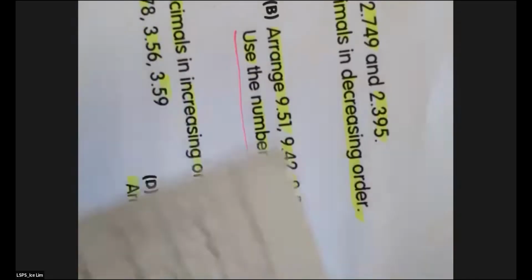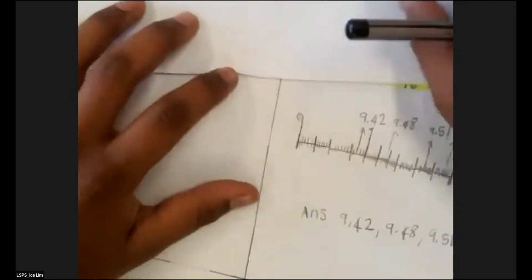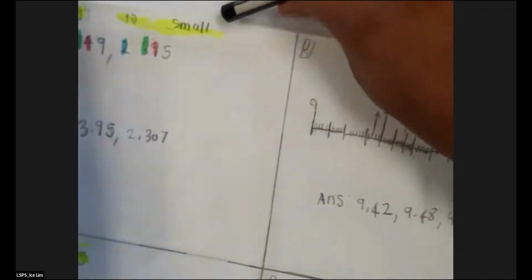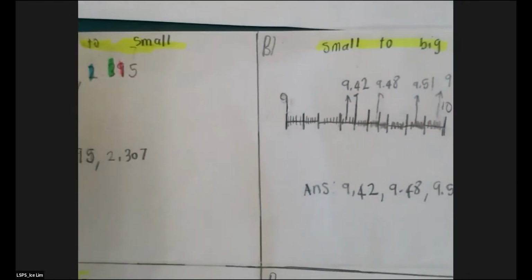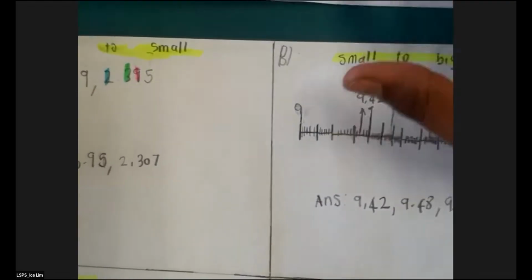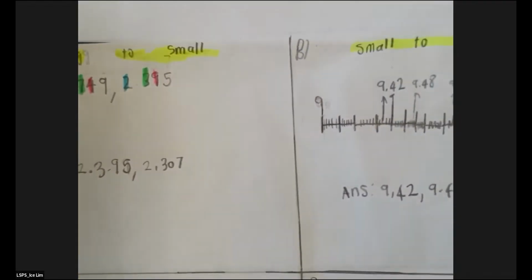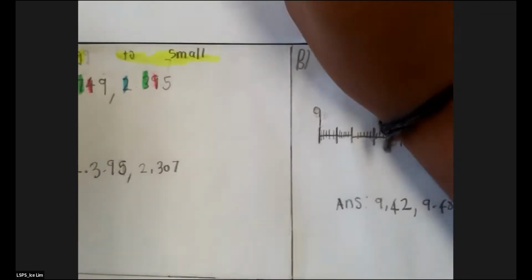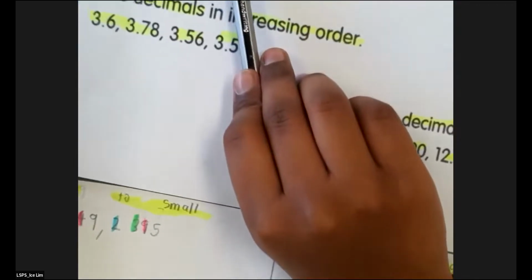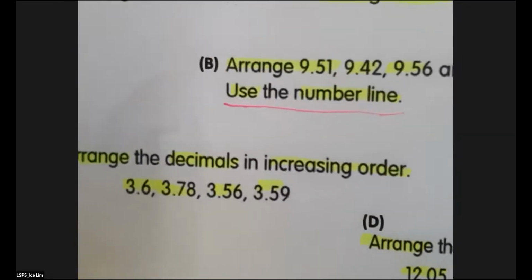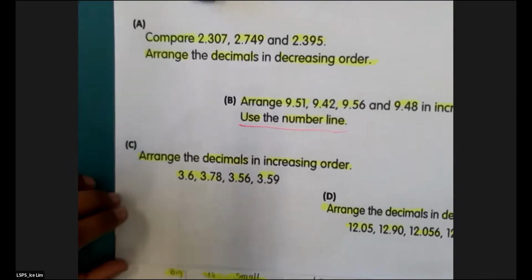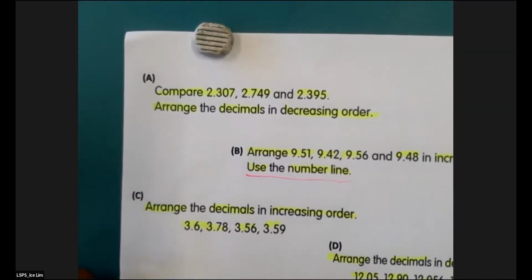Okay, your paper down. Say my name is. Speak. Compare 2.307, 2.749, and 2.395. Arrange the decimals in decreasing order.